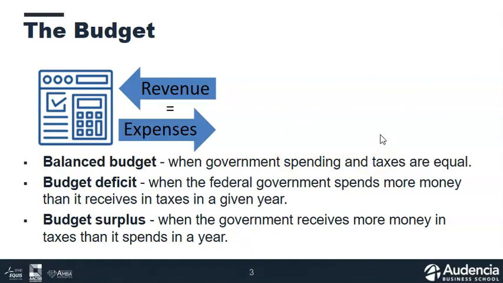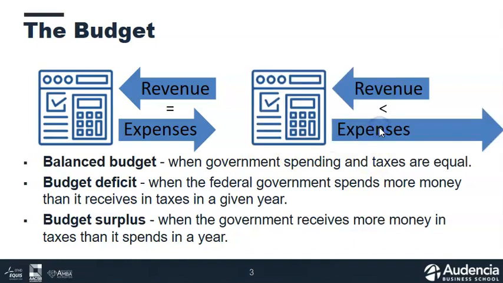This is not always the case. In fact, it's rarely the case. And in most cases, the revenue coming in is less than expenses going out. And in this case, well, we have a deficit. We have something missing. We're spending more than we're getting, so we have a budget deficit. And this is when the government spends more money than it receives in taxes in a given year.